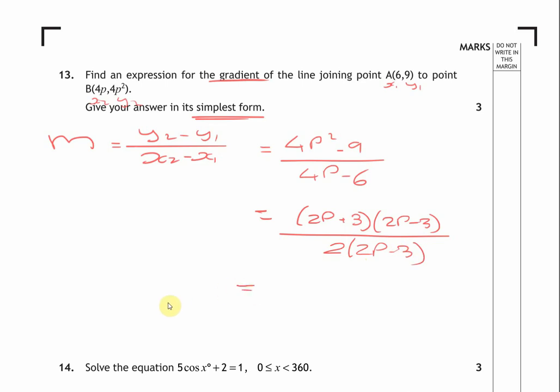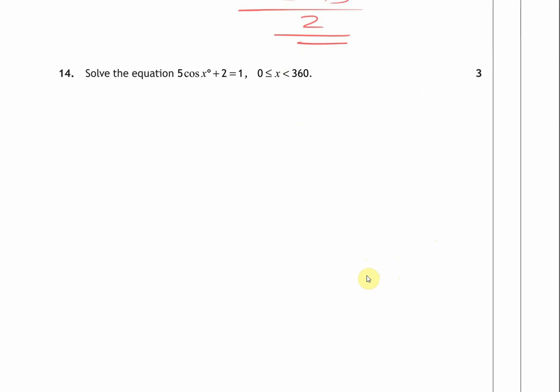Now that's not in its simplest form, because we can see that we have a bracket of 2p minus 3 on the top and the bottom. So we can cancel them out, and your final answer will be 2p plus 3 divided by 2. And that's how you would go about solving the gradient question incorporating algebraic fractions.